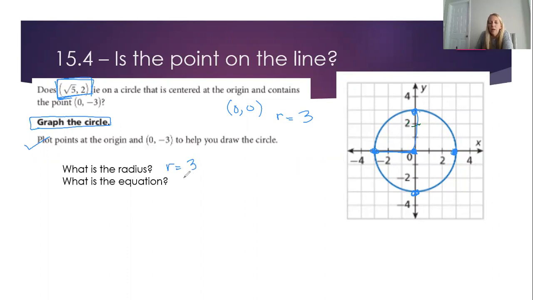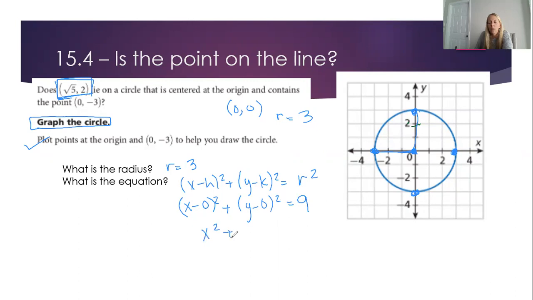What is the equation? All right, let's write it in standard form first. Equation of a circle. X minus h squared plus y minus k squared equals radius squared. Okay, h is what? It's 0. So this is x minus 0 squared plus y minus 0 squared, radius squared. So we have to square 3, we get 9. We can write this as x squared plus y squared equals 9. All right, now we have the equation. Just a side note: whenever you see x squared plus y squared, you always know the center is at 0, 0.